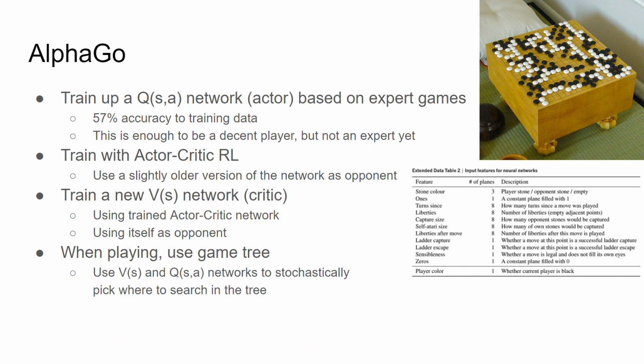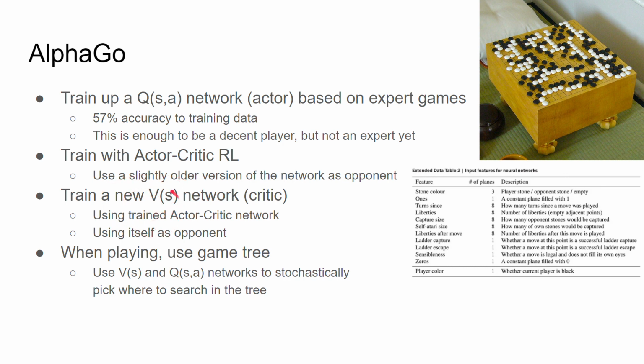After that, they made a new network. Given this very well-trained actor-critic network, they made a new network that is just about the value, just the critic part. They use the actor-critic network playing against itself to say, given this board state, will I eventually win or not? Because that's all the value network really cares about. Train that up over and over and over again.